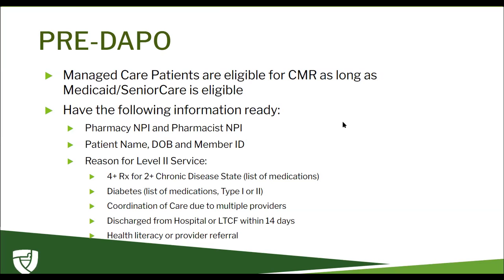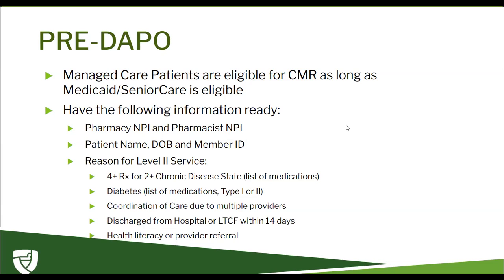To have things ready before you call the DAPO, have the following information: the pharmacy NPI and the pharmacist NPI. You'll need both, and the rep will ask you when they're ready for those. And of course, the patient name, date of birth, member ID, and the reason for the level 2 service. I usually say I'm calling in, I have a PA for a CMR.